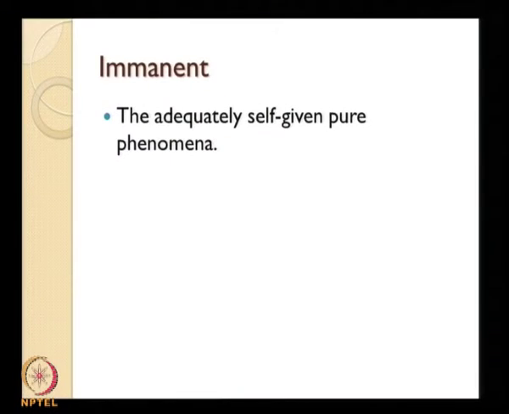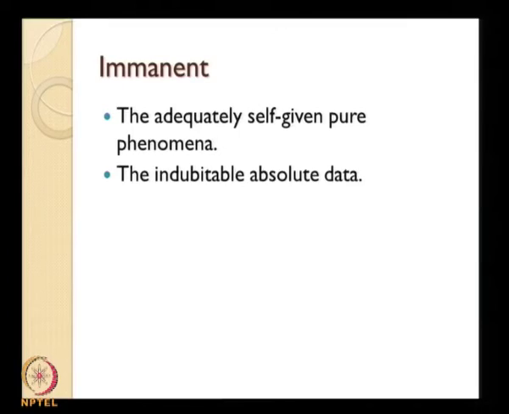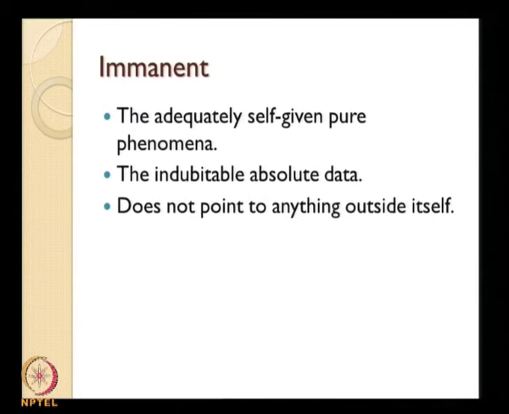What is immanent to the consciousness, the adequately self given pure phenomena: when you experience any object, there is something which is given to the consciousness. That is so immanent to the consciousness that in the very process of becoming conscious of an object, there is something in consciousness, a mental phenomenon that needs to be known. That immanent phenomenon needs to be captured, and it is an indubitable absolute datum according to the phenomenologist, and it does not point to anything outside of itself.